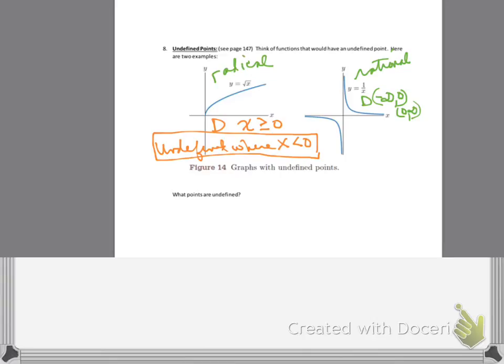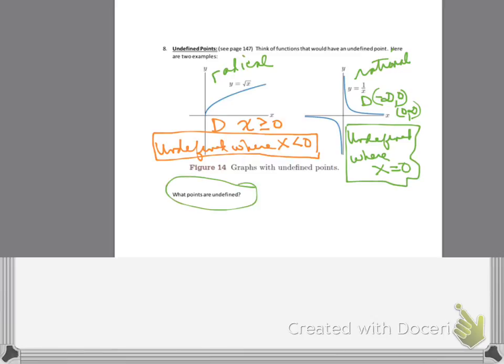So that's the domain. So this function is undefined where x equals 0. Okay, so it's kind of the opposite of domain. So this answers the question, what points are undefined? Think about the opposite of domain. The last feature we're going to talk about is asymptotes, and we're going to do that next.